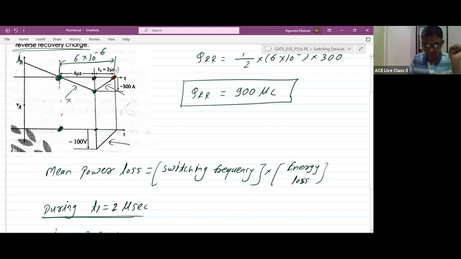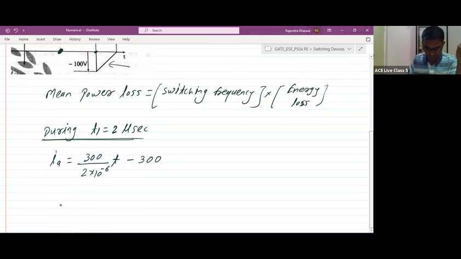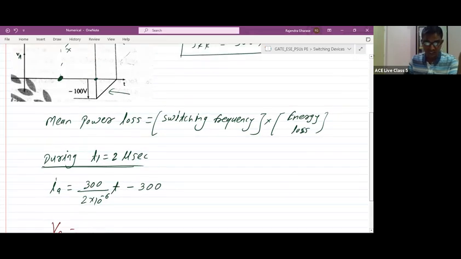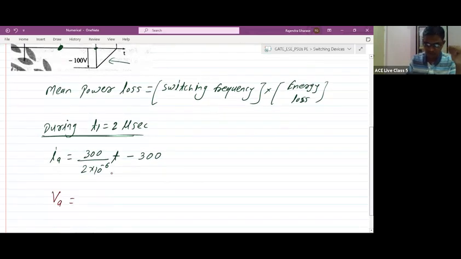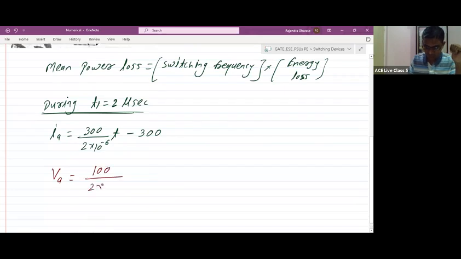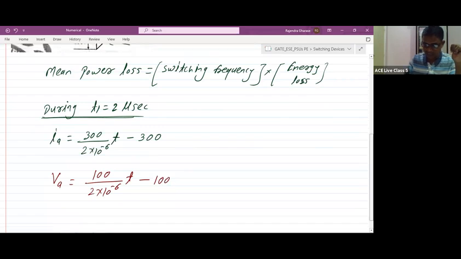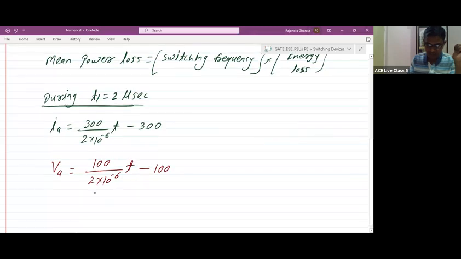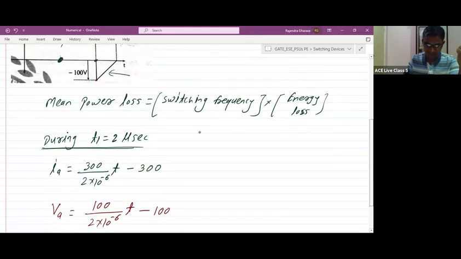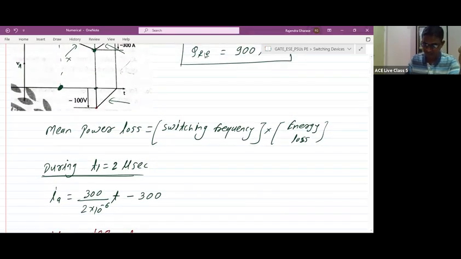Similarly, can we write the expression for VA? Means this curve. Okay, we can write the expression for VA. VA is equal to, yes, you can check what is the slope. Slope is positive only, right? So we can write change in y, that is 100, divided by change in x, that is 2 micro. So it is 100 divided by 2 into 10 to the power -6 into t minus initial voltage, that is 100. Okay, minus 100. So whatever expression we have written here is for this curve. Is this clear?